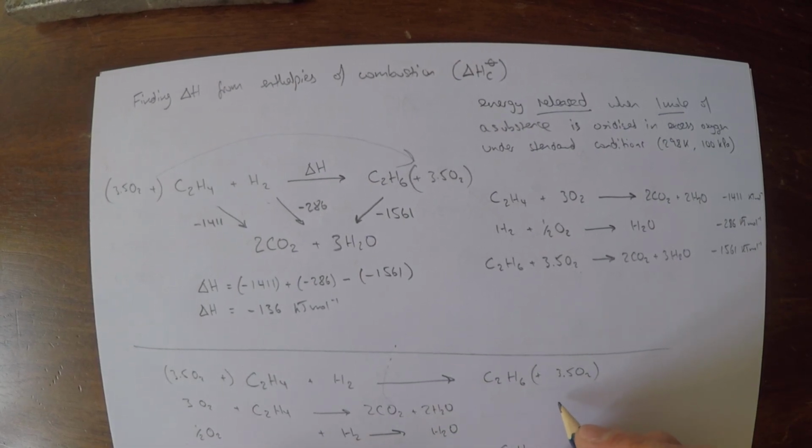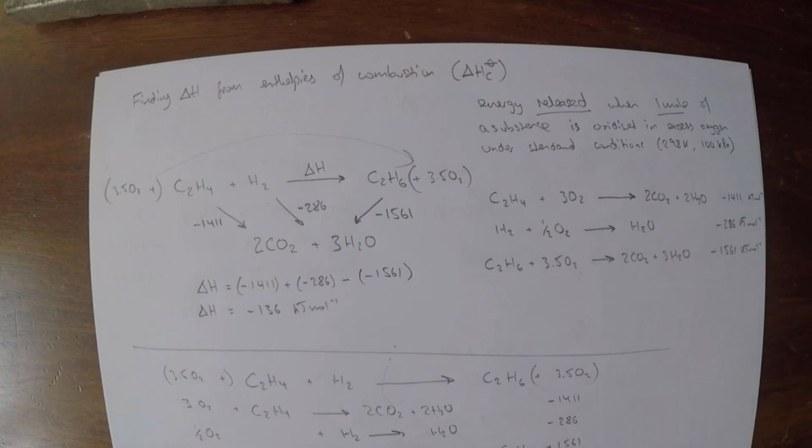So the energy for the first reaction was minus 1,411. For my second reaction was minus 286. My third reaction is going in the opposite direction to the enthalpy change of combustion, so it will be plus 1,561. And again, I can add all of these values together and get the overall energy change of minus 136 kilojoules per mole for the overall reaction.